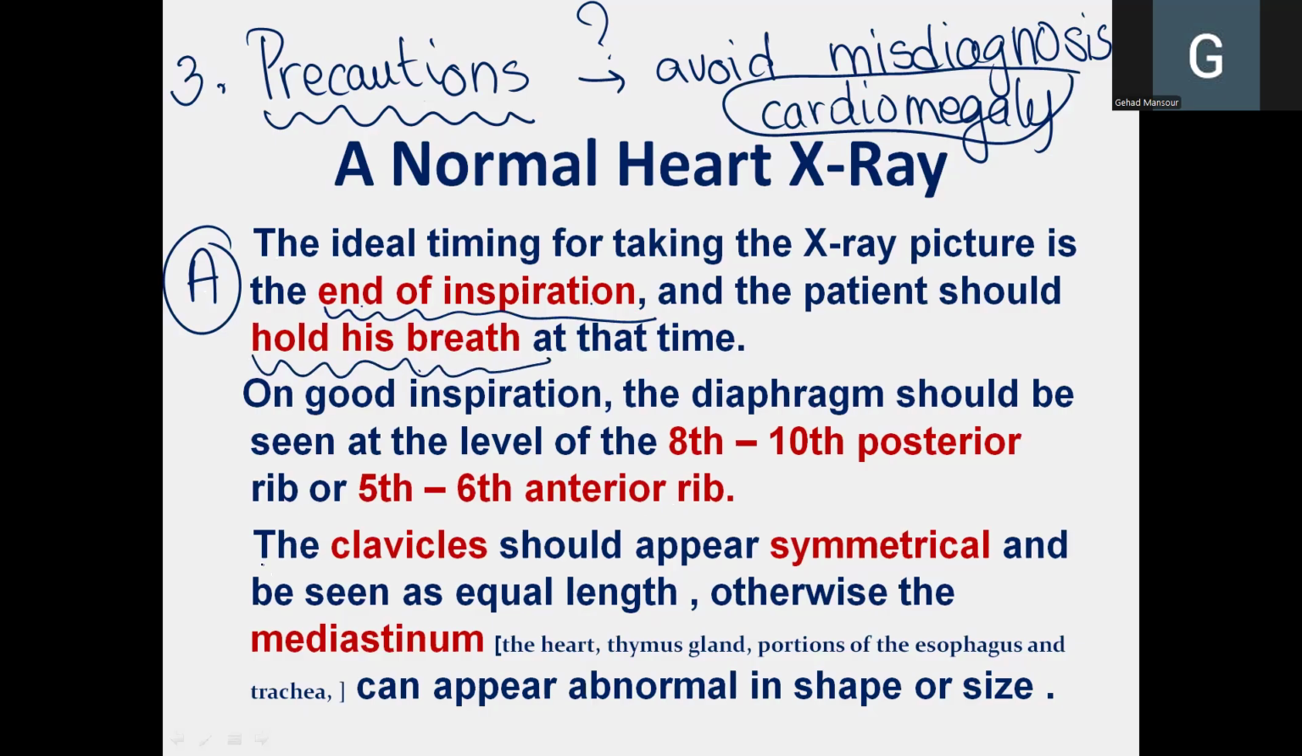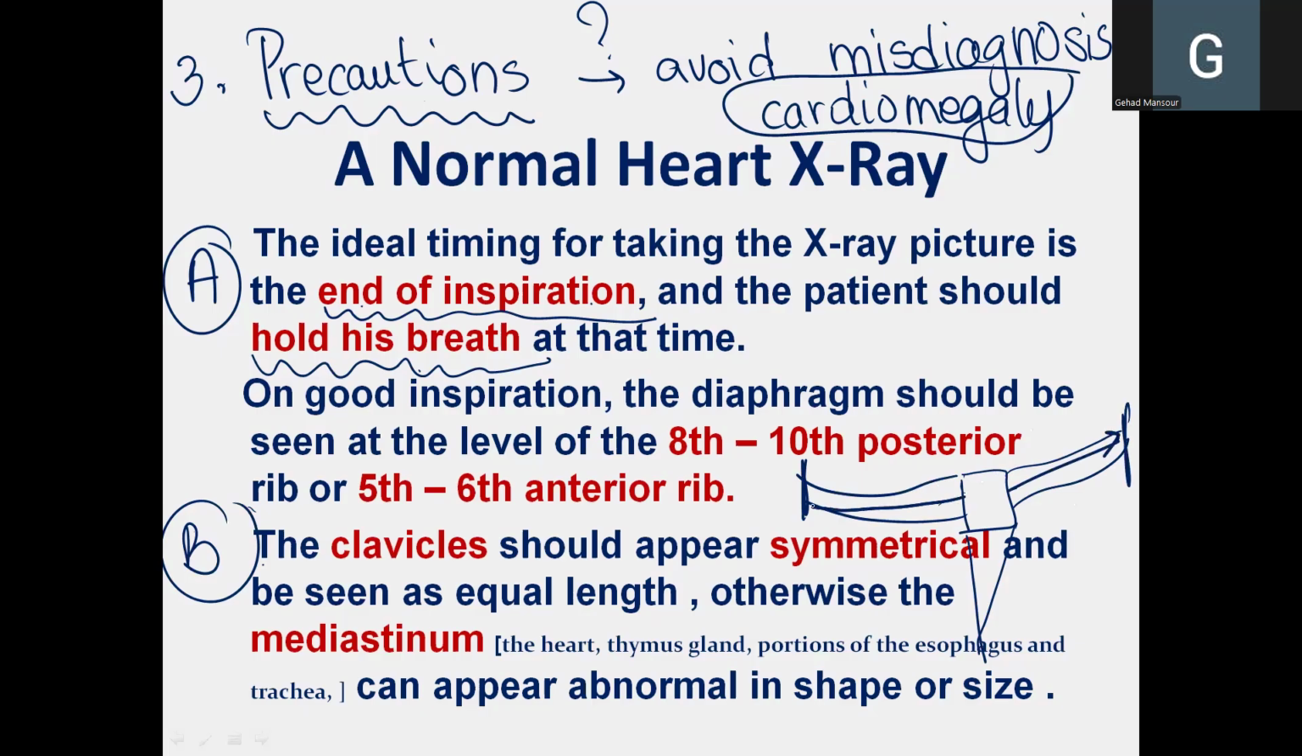The second important precaution is that the clavicles should appear on the X-ray symmetrically. Why? First of all, how can we detect this? So if this is the manubrium sterni and this is the left clavicle and this is the right clavicle, in the X-ray, they should be equal in length. And the manubrium sterni should be central.